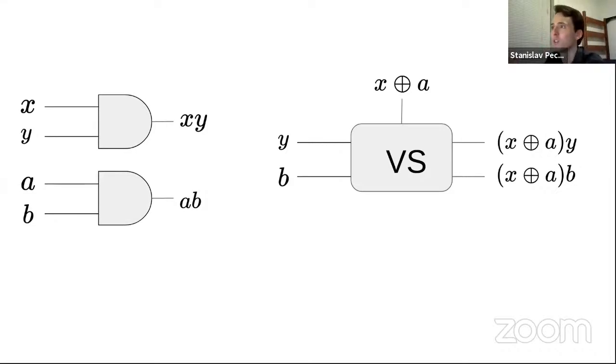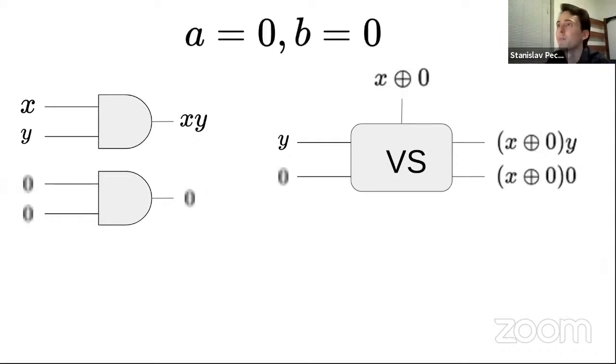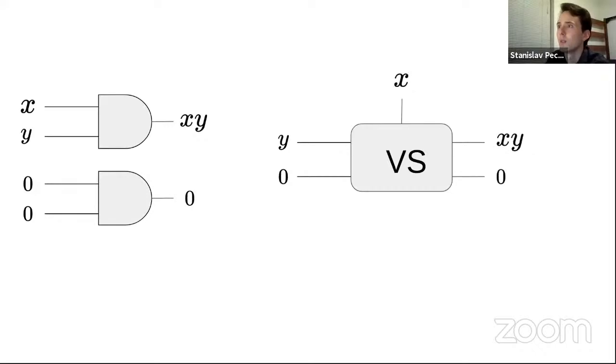The input vector then consists of the second inputs to the AND gates, Y and B. And we expect to get XY for the first output bit, as that is the output of the active gate, and 0 for the second output bit. So let's plug in 0 for A and B. Now let's simplify the expression. And we get the expected output XY on the active branch and 0 on the inactive branch. So the versus gate maintains our invariant.